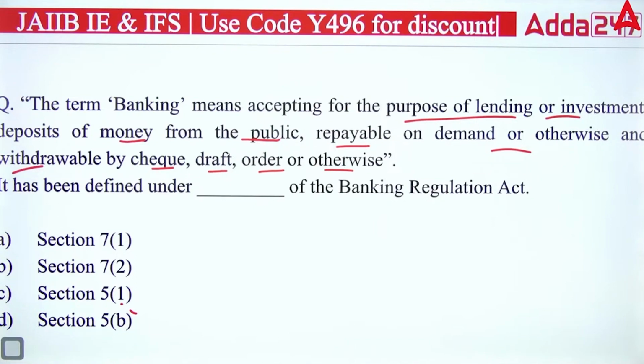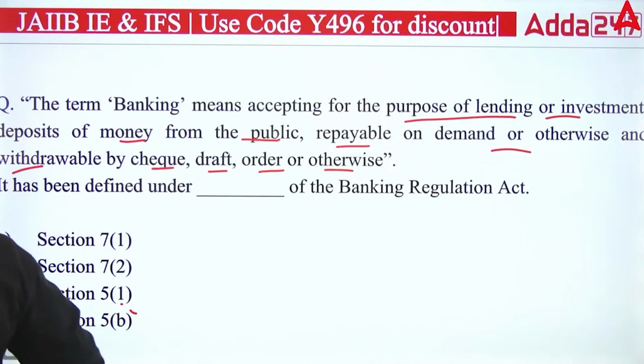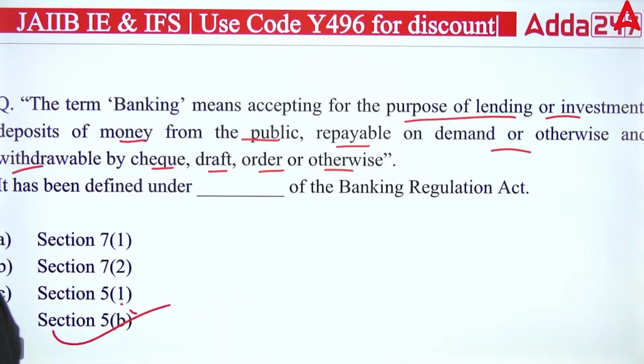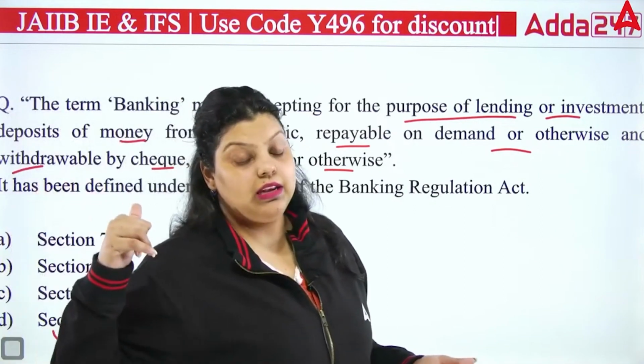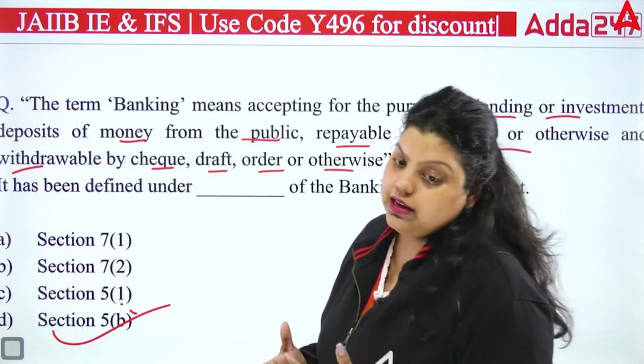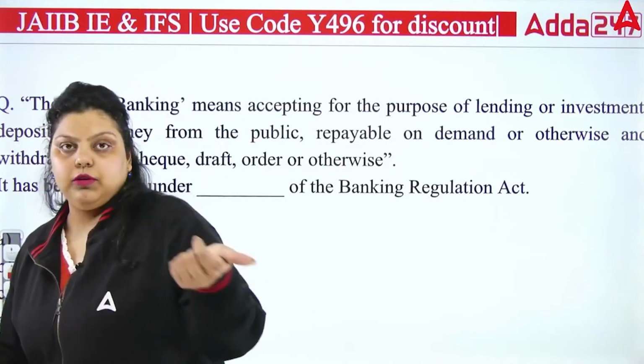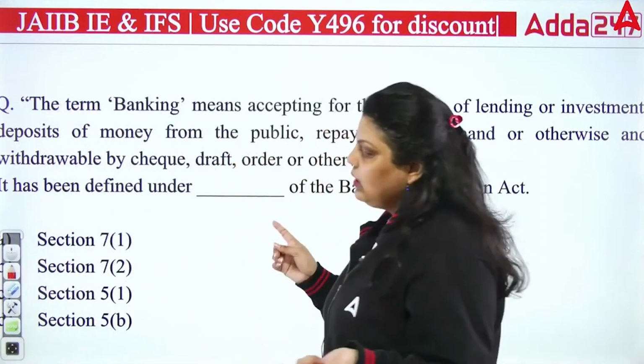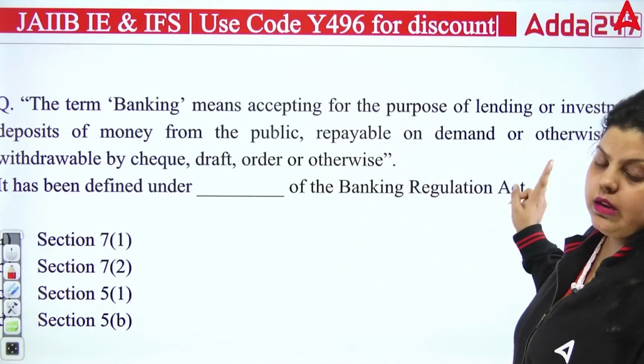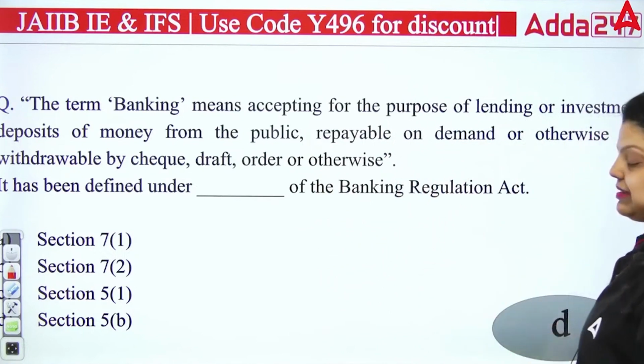Okay, so the right answer will be Section 5B of the Banking Regulation Act 1949, which gives us the definition of banking. This is the business of banking it is talking about. You have to accept money from the public for the purpose of lending or investment, and it will be withdrawable by these instruments and repayable on the demand of the customer. So the right answer is D.